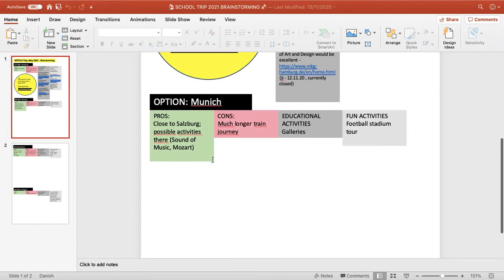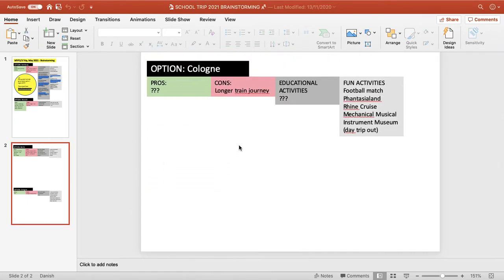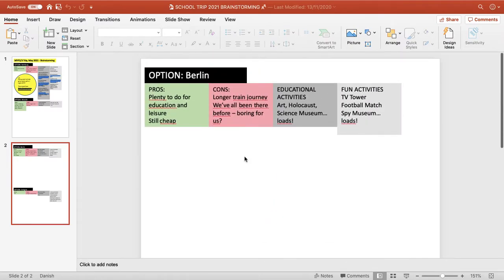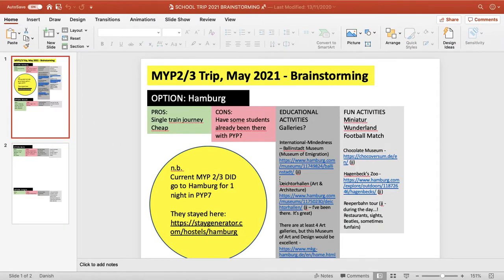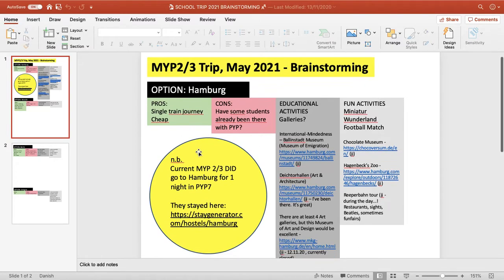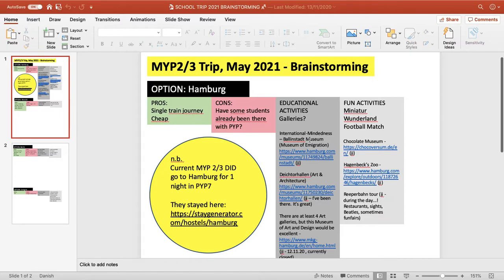So Hamburg, Munich was something we thought about, Cologne, Berlin. We also thought about Lalandia in Denmark. The original plan had been Italy, but that got scaled down due to COVID and then eventually cancelled. So we made a little document that we shared of pros and cons, educational activities, and fun activities. And I wanted a balance of education and leisure, which all good school trips, in my opinion, should have.